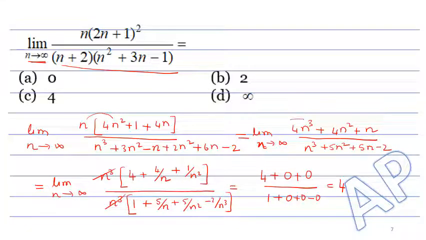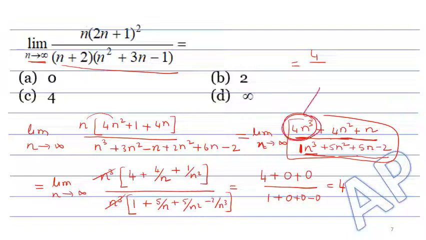That is, you can observe this term here. We have, after multiplying both the numerator and denominator, 4n cube plus 4n square plus n here, and n cube plus 5n square plus 5n minus 2 here. So the coefficient of n cube in the numerator is 4, and the coefficient of n cube in the denominator is 1. So I have 4 by 1, which is equal to 4. So 4 is the answer.